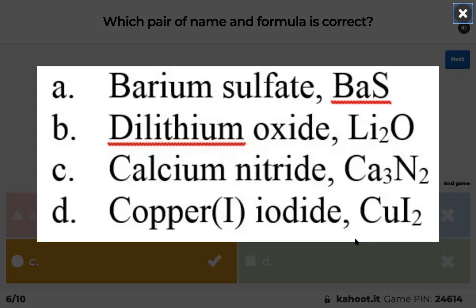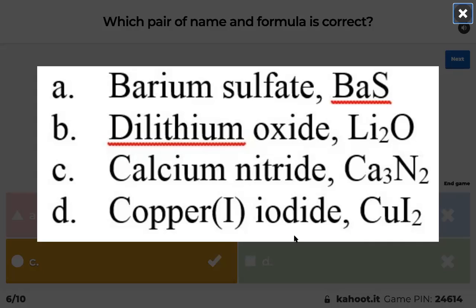What's wrong with letter D? Anybody know? So Cu is copper and I is iodide. What's wrong is the Roman numeral.